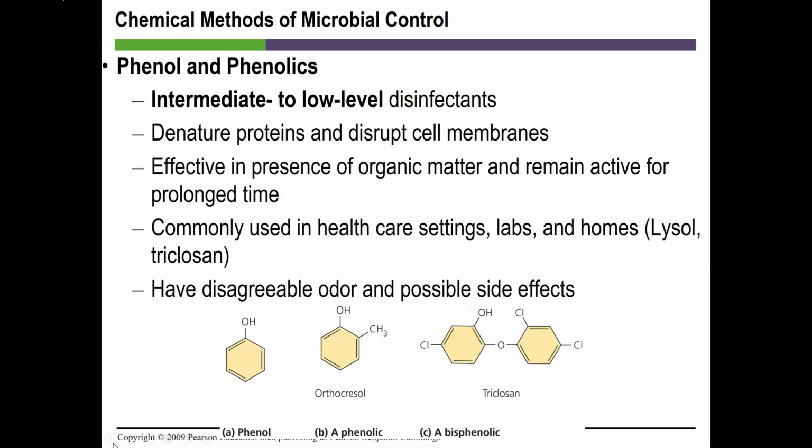The first, and I suppose the classic type of chemical method of control, uses phenol and phenolics. Think back to our historical figures, Semmelweis and Lister. This is the type of disinfectant they were using. These are the intermediate or potentially low-level disinfectants. At the bottom of the slide are some examples of chemical structure of these agents. They're pretty stable and stay active even when there's organic matter present. This characteristic makes them useful in certain medical or laboratory situations.